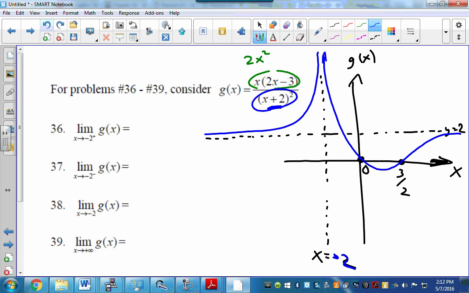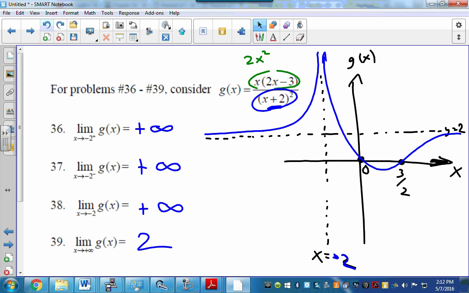X goes to -2 from the right, function goes up. X goes to -2 from the left, function goes up. And x goes to -2, well, both those go up, so we can say up, no problem there. X goes to positive infinity, and g goes to 2.